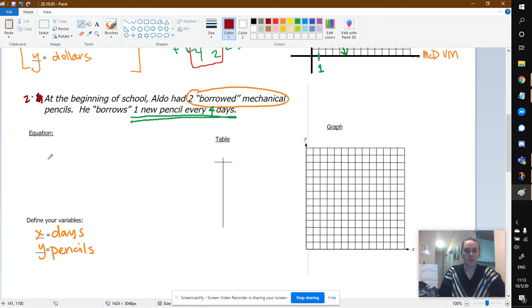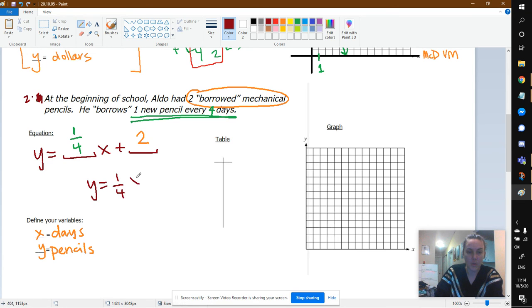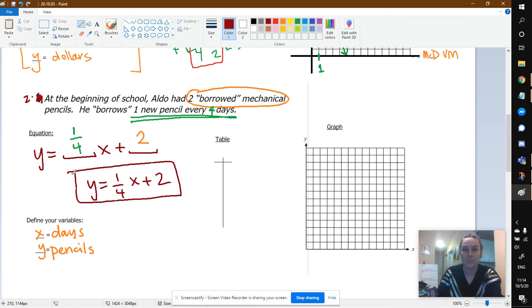Let's do the equation first this time. We have y equals something x plus something. The back part, the b, is our starting point. He starts with 2 pencils, our y-intercept. And then the rate is always the number of pencils divided by the number of days, right? The y divided by the x. If we write this all in line, we get that the equation is y = 1/4 x + 2. Great.